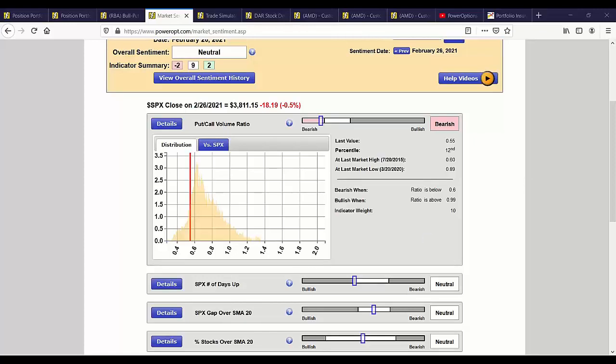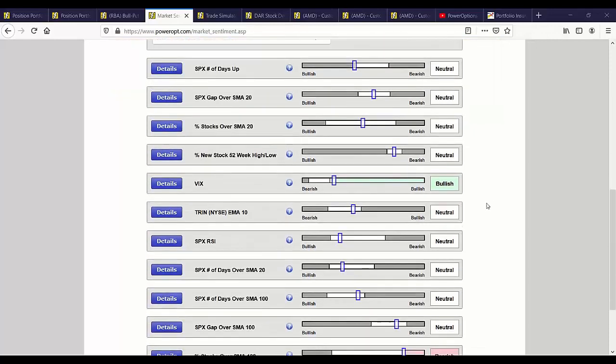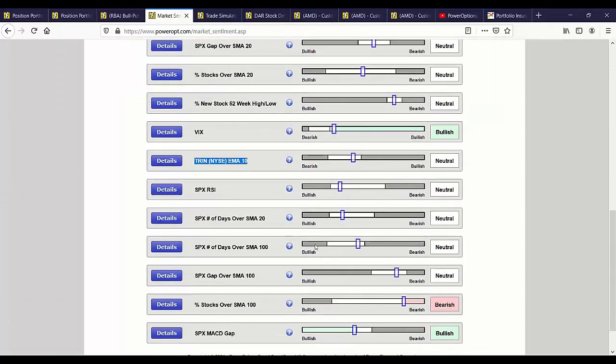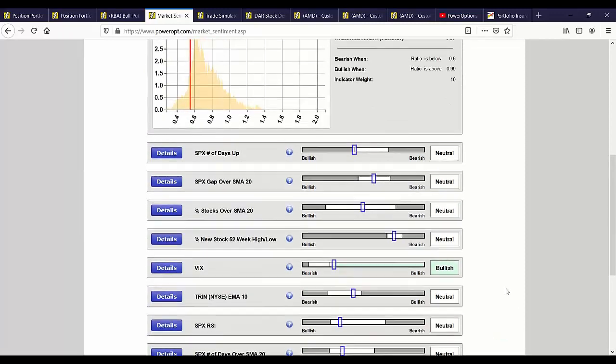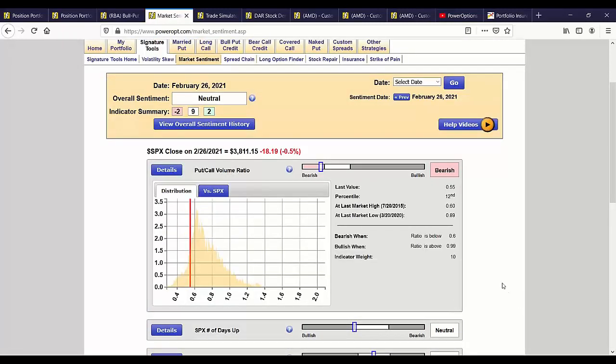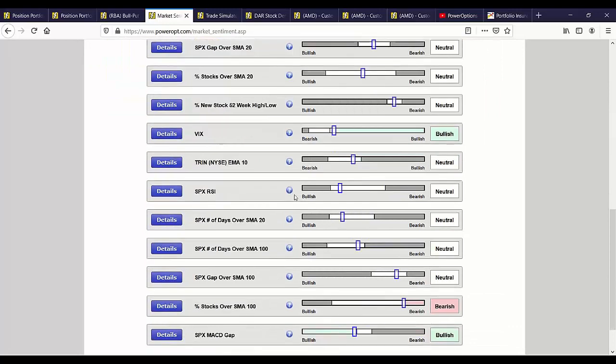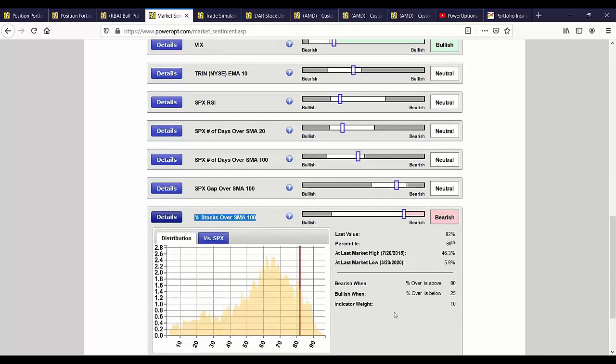And what he did is he originally narrowed it down, I think, to 10 or 11. And then later on, he added the TRIN and I think the MACD gap as well. So there's a total of 13 indicators now that are used. And when those fences are triggered, that's when you see that we're at 2 bearish right now. The put-call volume ratio is bearish. And the percentage of stocks that are over their 100-day moving average is at a bearish line as well.